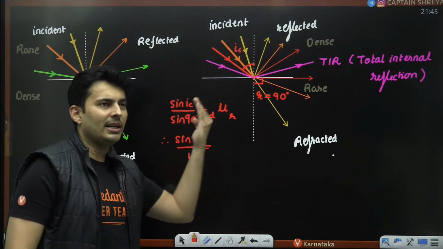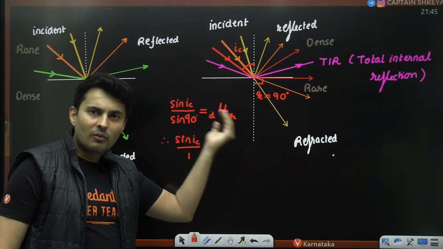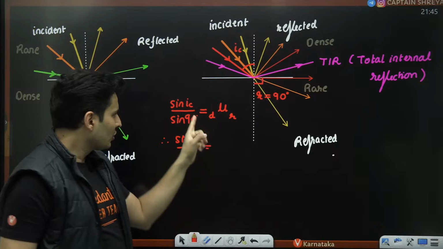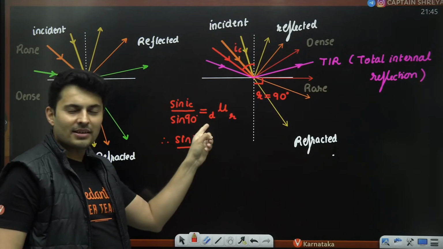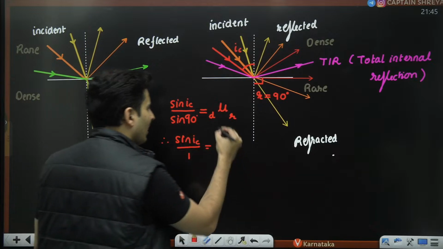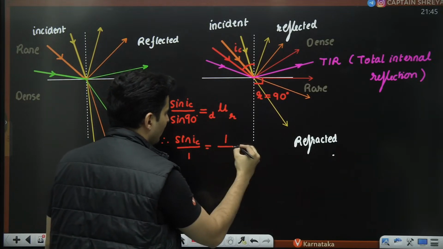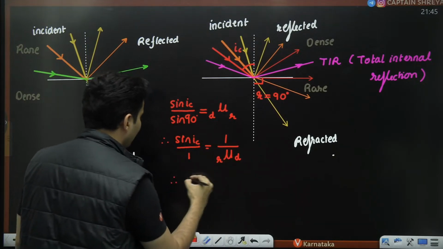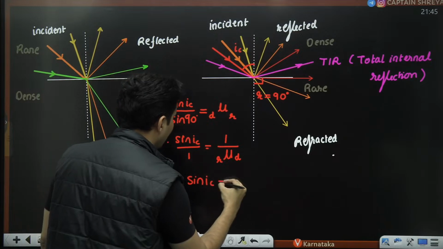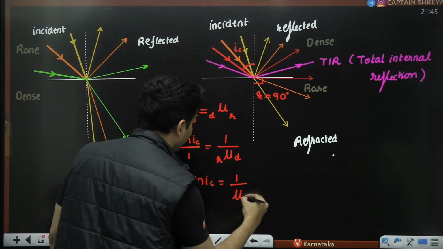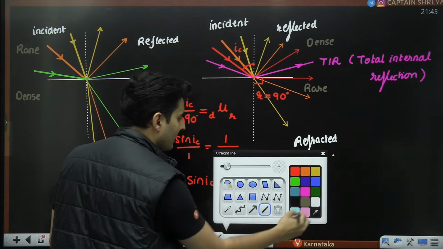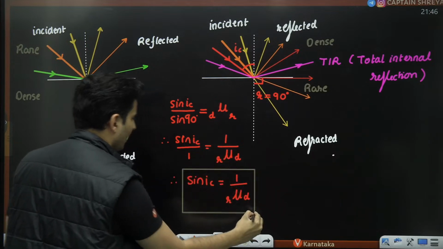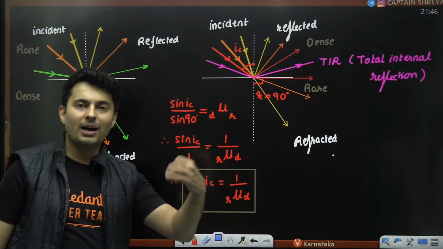Usually you give the refractive index of glass with vacuum, water with vacuum, not vacuum with respect to glass. So usually dense comes here, rare comes here, if you see. So if I have to flip these variables, I just have to write it 1 by mu, the denser medium's refractive index with respect to the rare medium. So therefore, sine of that critical angle is 1 by the refractive index of the dense medium with respect to the rare medium. This is again a very important formula. Okay, sine of that critical angle is 1 by r mu d.